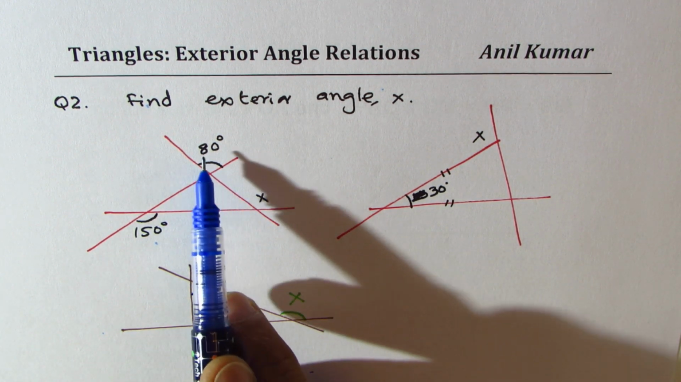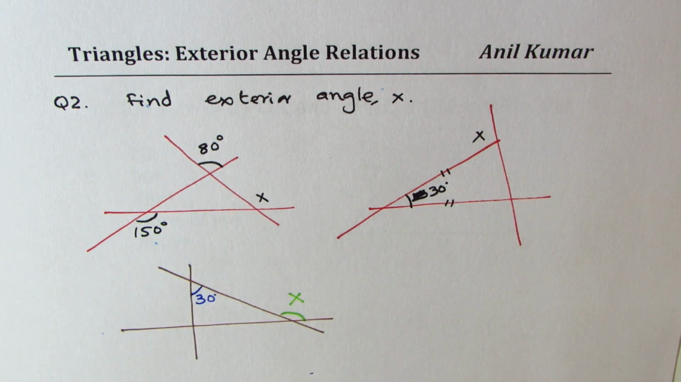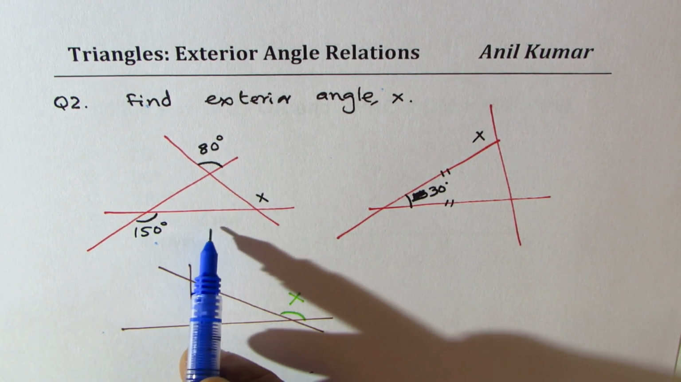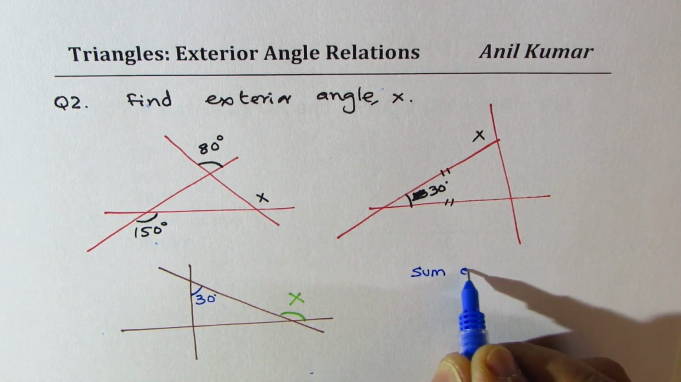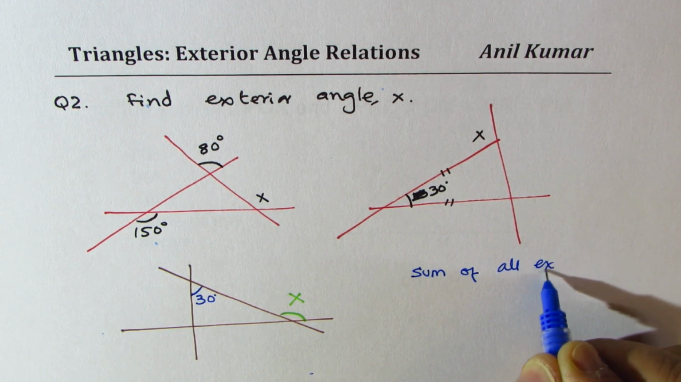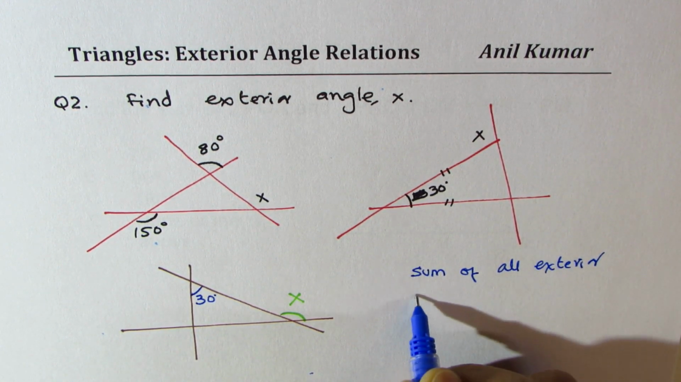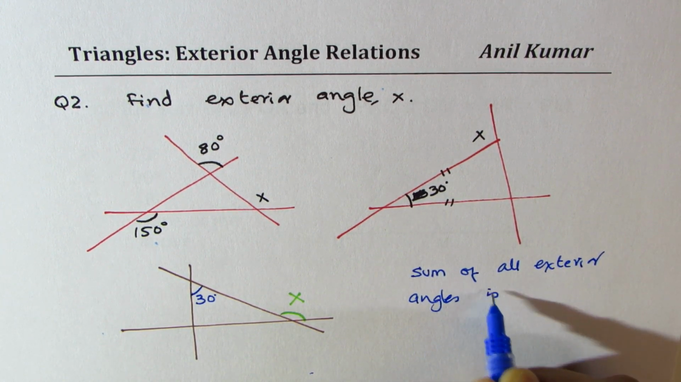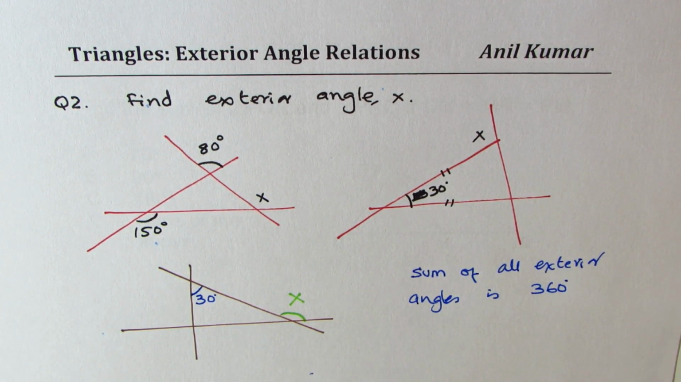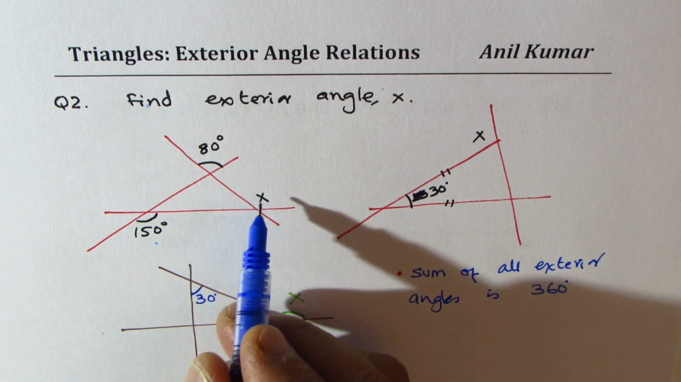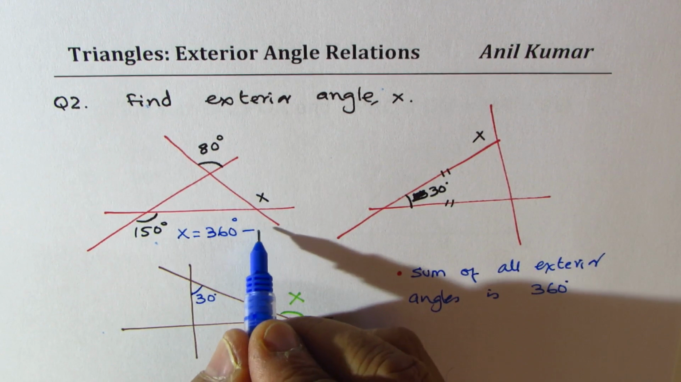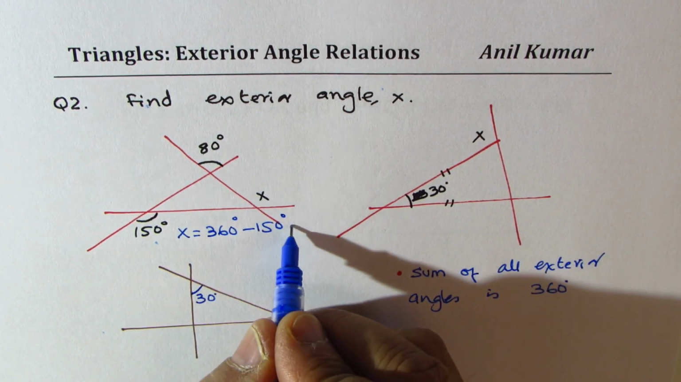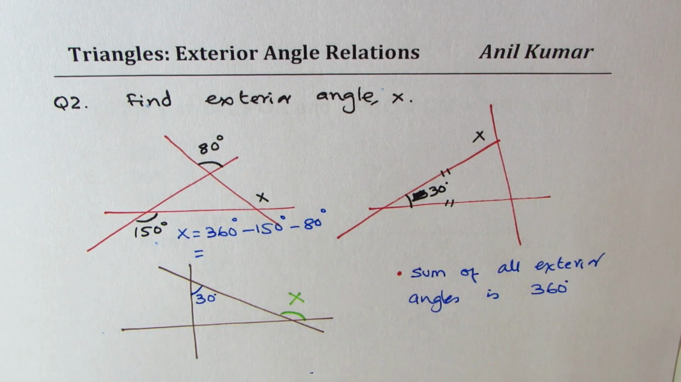The first one, the sum of all these exterior angles should be 360 degrees, right? So we are going to use that, which is, let me write down, sum of all exterior angles is 360 degrees. So that is what we are going to use to answer the very first question. So that really means that X should be equal to 360 degrees, take away 150 degrees, and then take away 80 degrees, correct? So that's what it is.